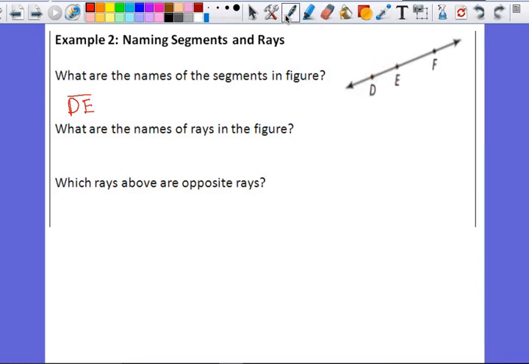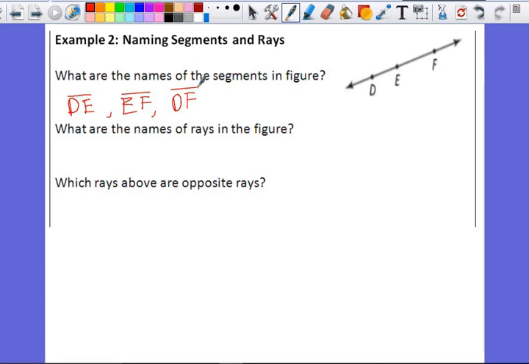Let's do another one. We could do EF. There is one last one that we could do. I'm going to go ahead and do it while we're here, and that's DF. All 3 of those would make segments. And you could, again, switch the order of the letters around. However, they will typically do it in alphabetical order, so I would suggest you try doing the same, all right?